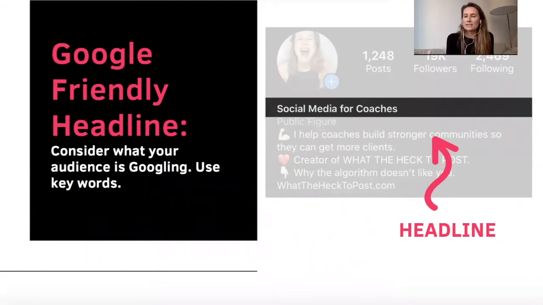The best way to figure out what to put here is just to consider, what is your audience Googling, or what would they Google if they were to find you, right? And to be as specific as you possibly can, but there are limited characters here. I think it's 50 characters, although it might be 30. They've changed it since a couple years ago, so I can't quite remember what it is now. But there are limited characters here, so you might have to play around with a couple of things. Here's how I figured out what goes here for me.